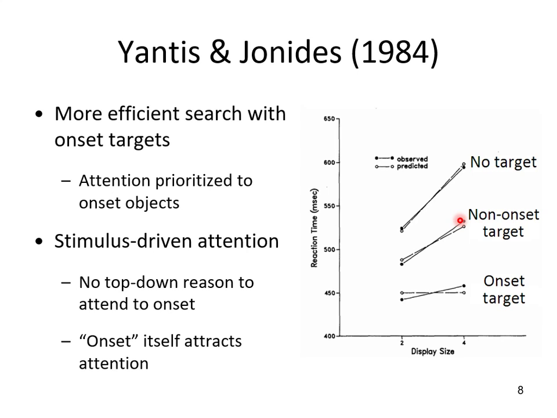Therefore, the result shows that you have a more efficient search with an onset target, providing evidence for us to believe that attention is prioritized to onset objects. Because the onset object is no more likely than the non-onset target to be the target, we have no real top-down reason to attend to the onset feature. It's just the same as the others. Why do we have to attend to it first? The only reason is, well, it just happens to be eye-catching. So it's evidence for stimulus-driven attention.